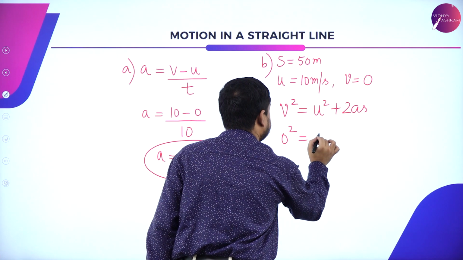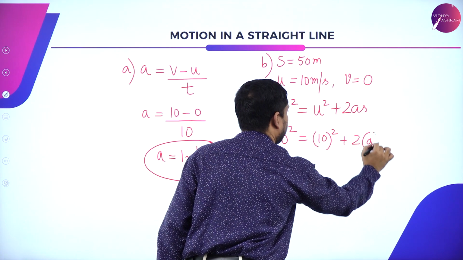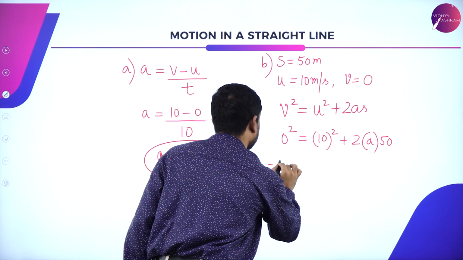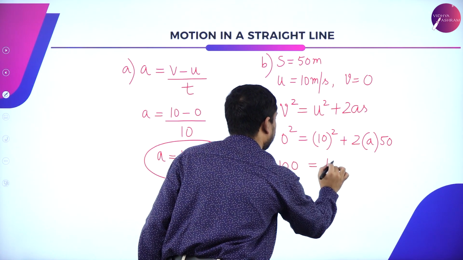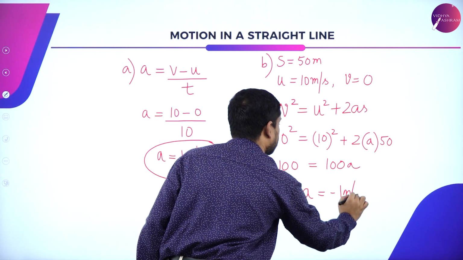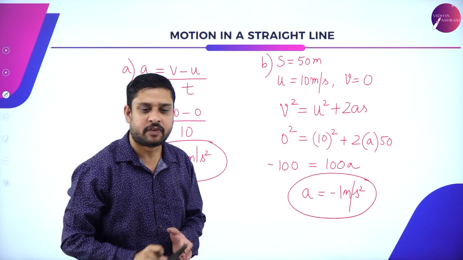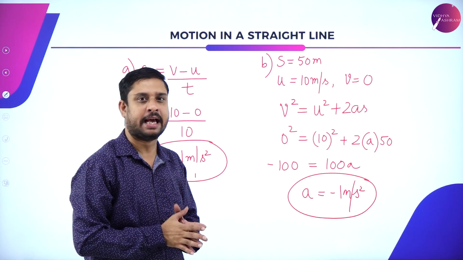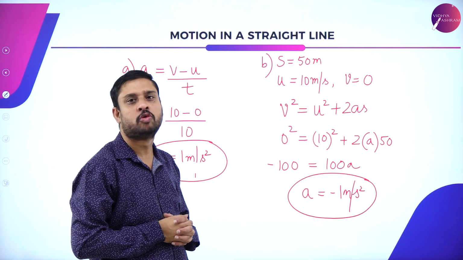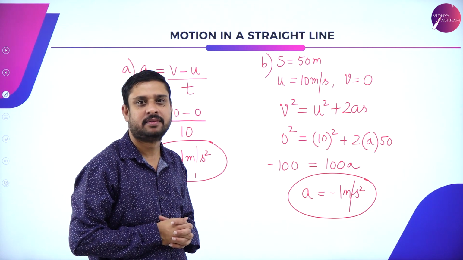0 square is 10 square plus 2 into 50. So this is minus 100, 100a, or a is minus 1 meter per second square. Again, I have arrived at the retardation value. Again, just by using the equations of motion, I have simplified the given numerical.